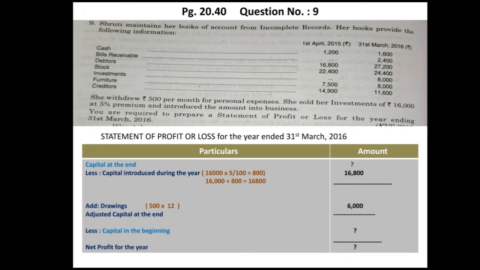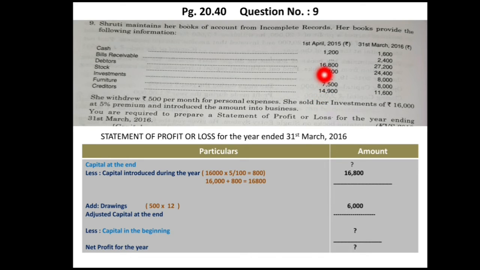If you go back to the question, you can see that on 1st April 2015, some items are given to you. Just read out the items. Cash is an asset. Bills receivable is also an asset. Debtors, assets. Stock is an asset. Investment is an asset. Furniture is an asset. Creditor is a liability. So as per the details given to you, you have to show the items in assets and liabilities.